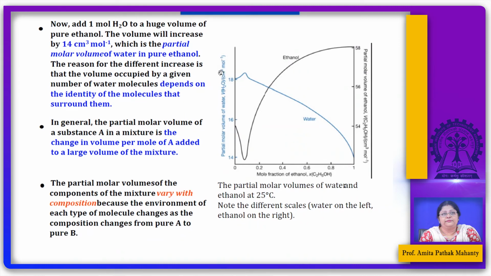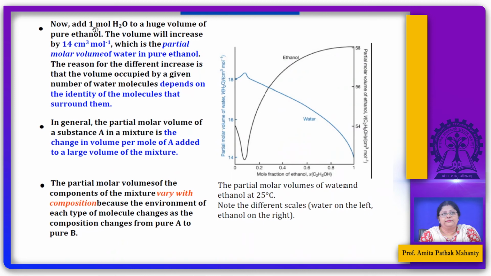The reason for the different increase is that the volume occupied by a given number of water molecules depends on the identity of the molecules that surround them. So when I define 1 mole of water in ethanol, I'm talking about the partial molar volume of water in pure ethanol. The volume increase of the system is going to be different for different systems.